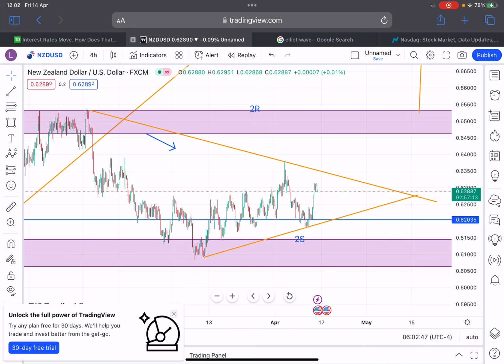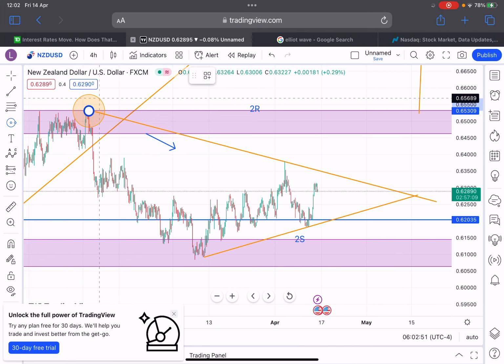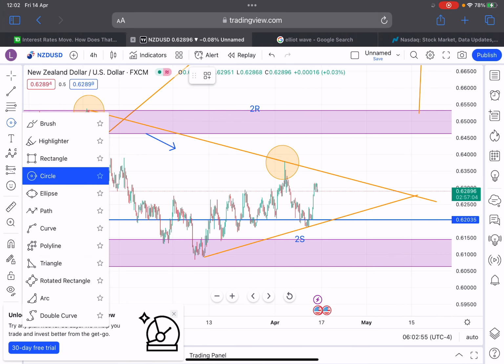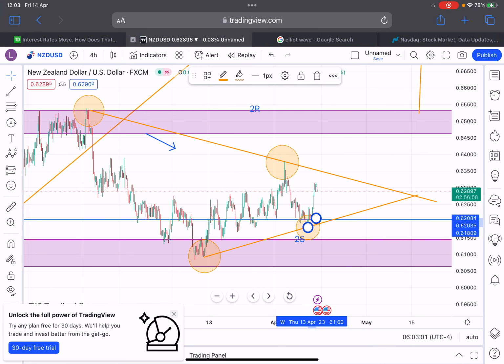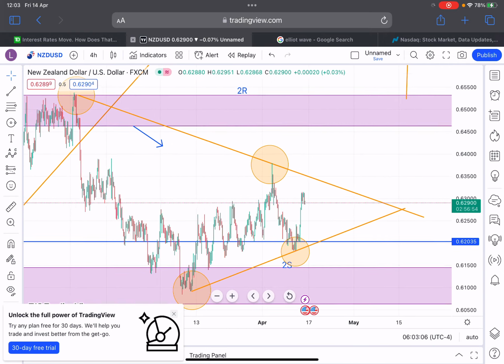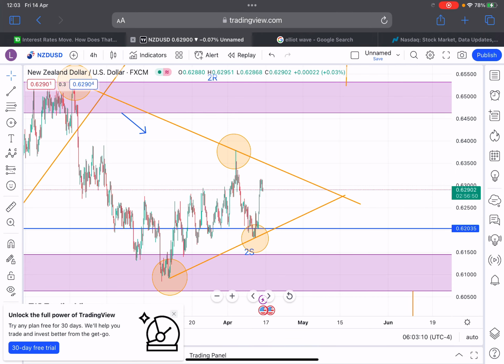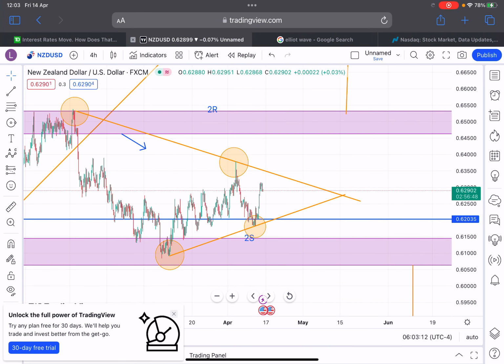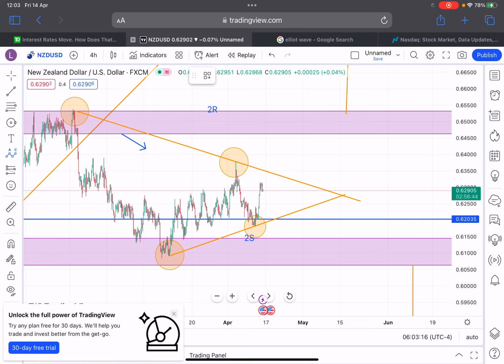We have our touch 1 from the resistance, and then we have our touch 2 from the resistance. From the support we have our touch 1, from the support we have our touch 2. At the moment we don't have our touch 3. And then for the entries, before the entries, what we see is that the chart is busy bouncing in between this channel that I created from the support and from the resistance.